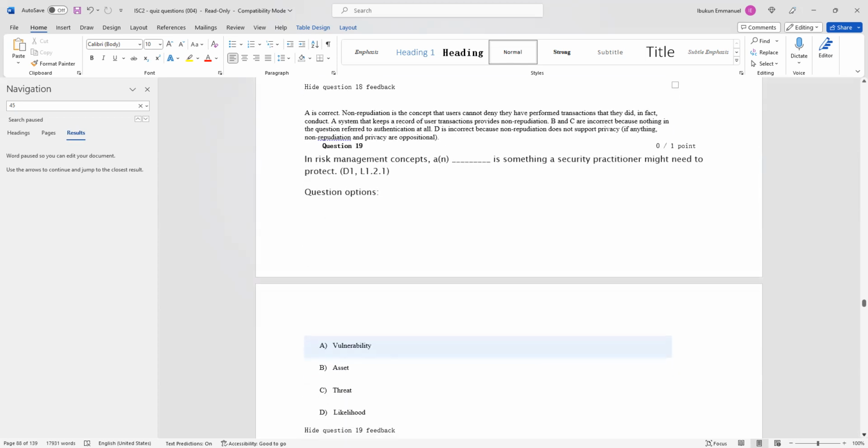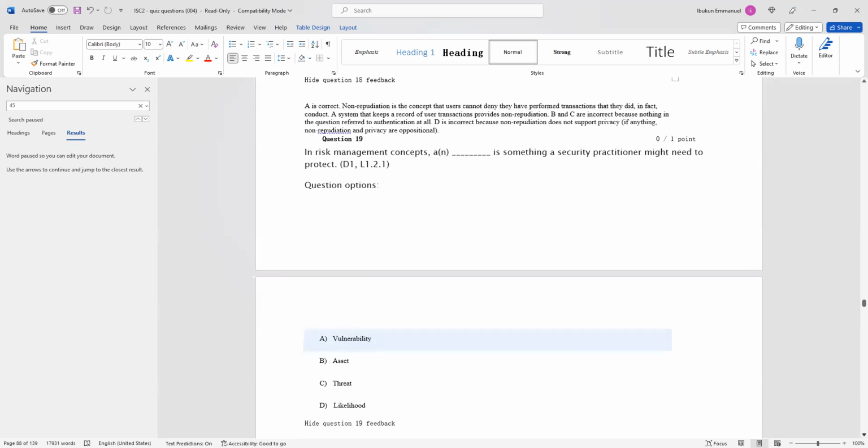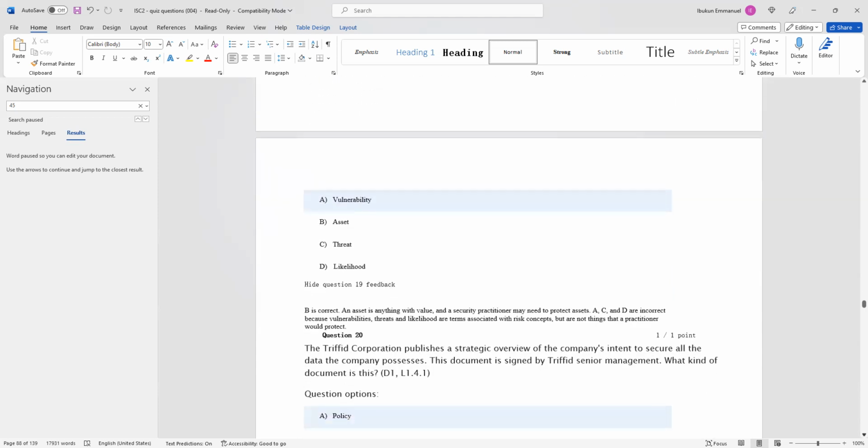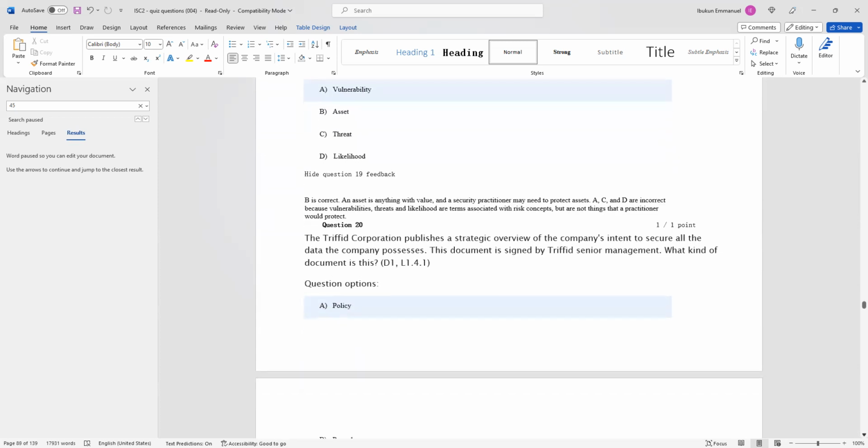In risk management concepts, what is something a security manager might need to protect? Is it a vulnerability, an asset, a threat, or likelihood? It's definitely an asset. They need to protect an asset, remove or reduce vulnerabilities, reduce threats, reduce the likelihood of a compromise.